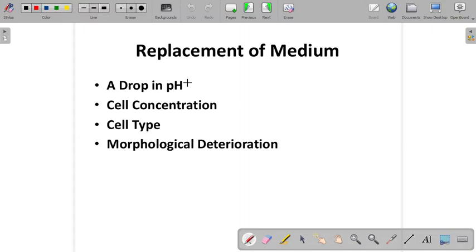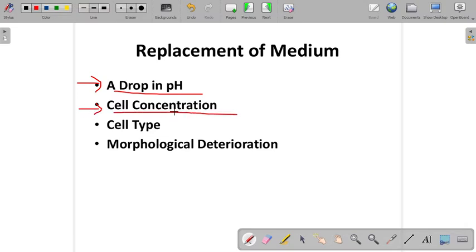Next, you need to replace the media. There are four general observations. You need to study the pH. Once there is a drop in the pH, definitely the acidity increases, and you need to change the media. The second one is the cell proliferation or cell concentration. You need to study that.